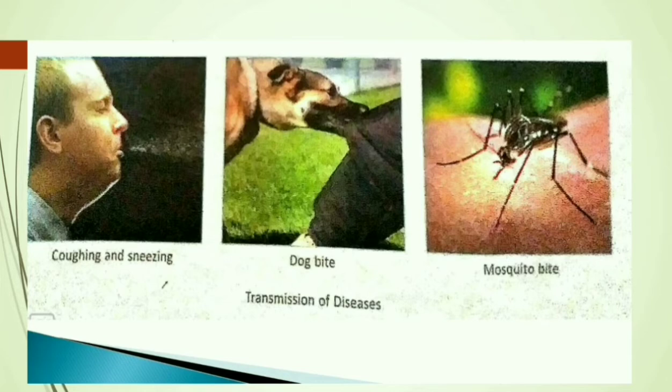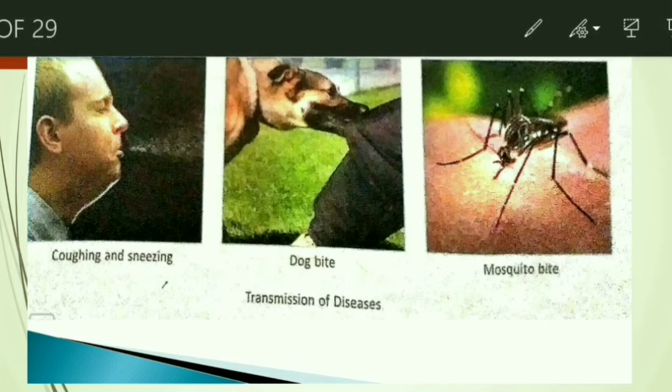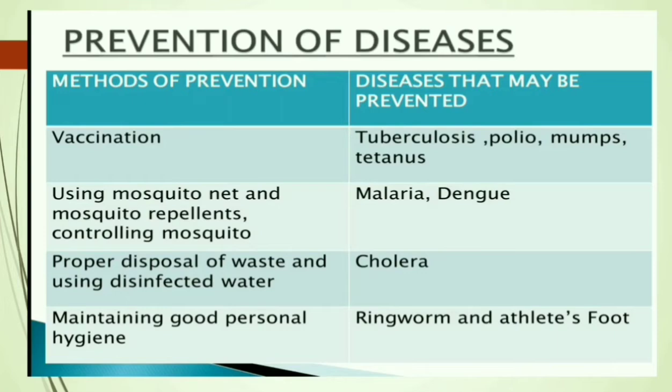See, this is coughing and sneezing, right? We see COVID-19 is spread by this type of infection, how it spreads. Dog bites and mosquito bites lead to many types of diseases, right? Then we have how we can prevent. See, diseases make our body weak, right? We lose our appetite, we are bedridden for some time, our day-to-day activities get affected, and some diseases like COVID-19 have no cure.